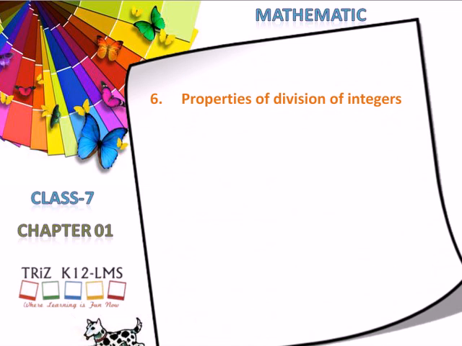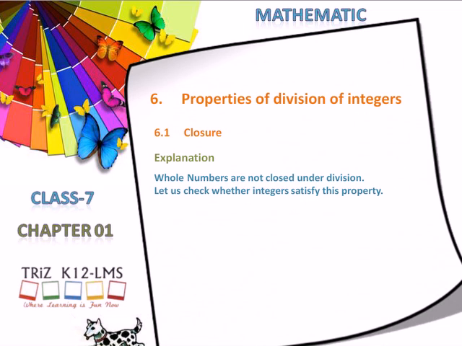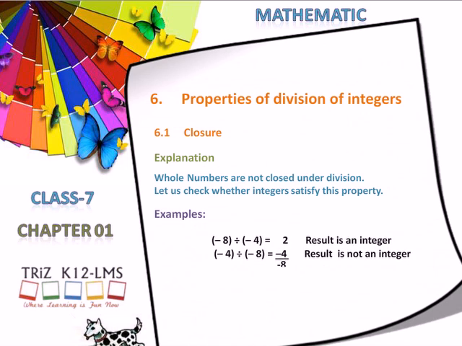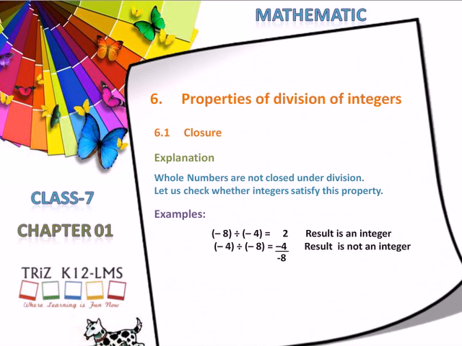6. Properties of division of integers. 6.1. Closure. Explanation: whole numbers are not closed under division. Let us check whether integers satisfy this property. Examples: -8 ÷ -4 = 2. Result is an integer. -4 ÷ -8 = -4/-8. Result is not an integer. From these examples, we can say that integers are not closed under division.